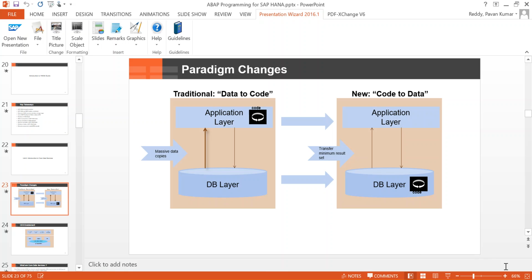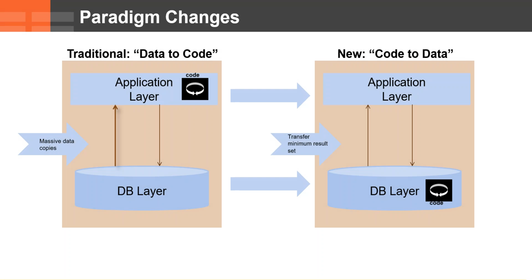So, code to data paradigm and data to code paradigm. The traditional approach was data to code. That means you have your application layer and your database layer. When you write your select query in ABAP, you fetch the data from the database layer to the application layer. So code is written in the application layer.